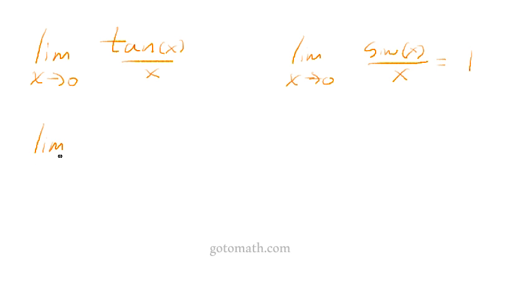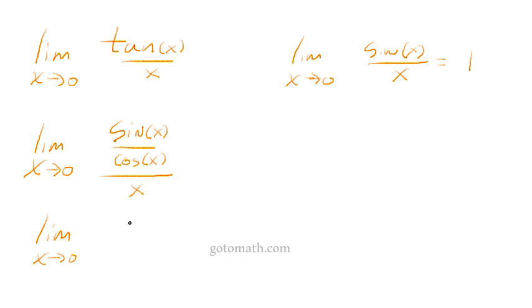Now what we're going to do here is we're going to rewrite this. Now this tan up here can be rewritten as sine x over cosine x, and then it's over x. And now we can actually rewrite this again, the limit as x approaches 0 of sine x over x, and I'm going to put a multiply sign here. We're going to multiply 1 over cosine x, and we'll put this in brackets.